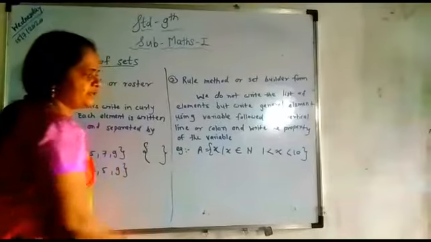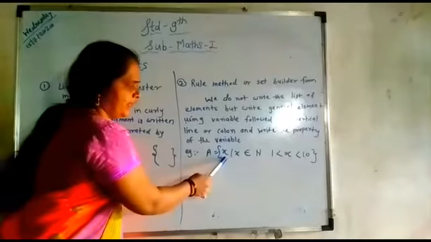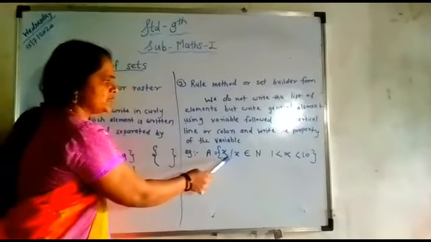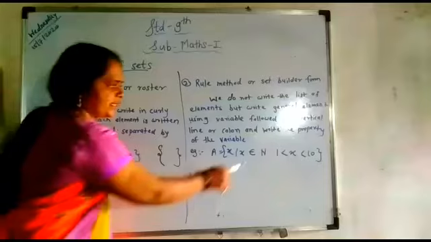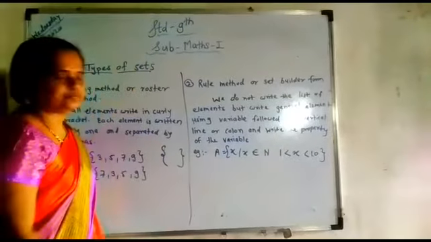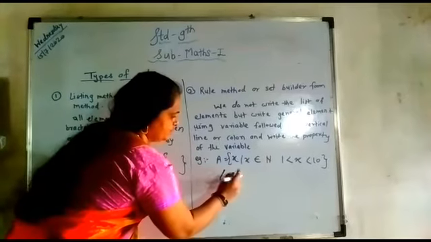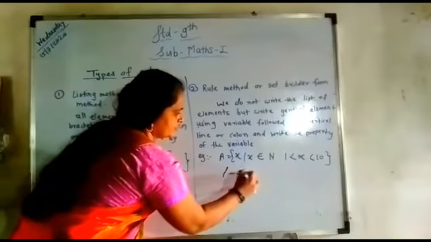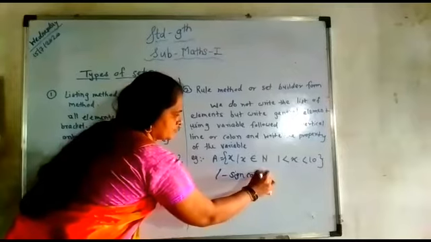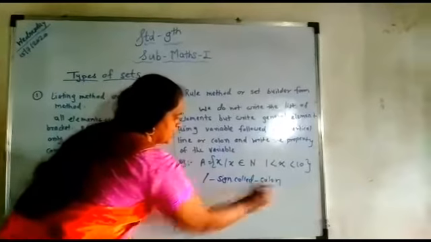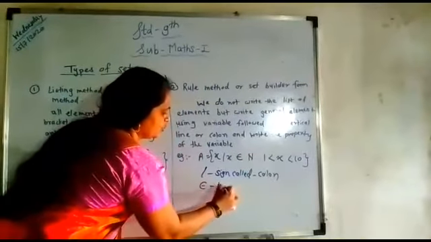For example, x is equal to {x : x} or {x | x}. This sign indicates epsilon. This sign is called colon. This sign is called belongs to.